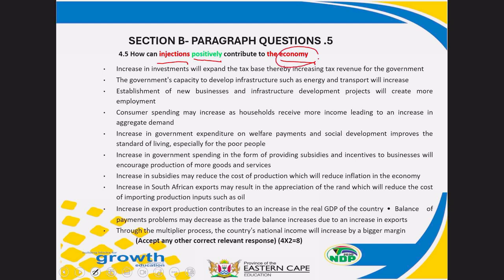Now, who is the economy? This question is one of those easiest 2.5 questions. Why do I say this is one of the easiest 2.5 questions? Because they are asking about the economy. The economy is quite wide. The economy includes all those participants that are there in your circular flow.